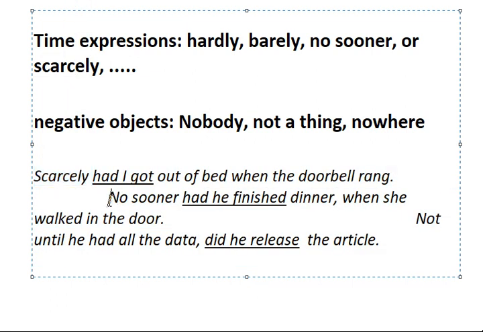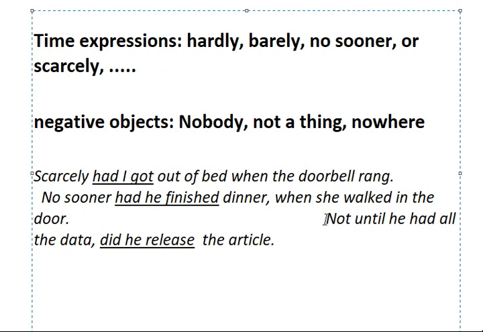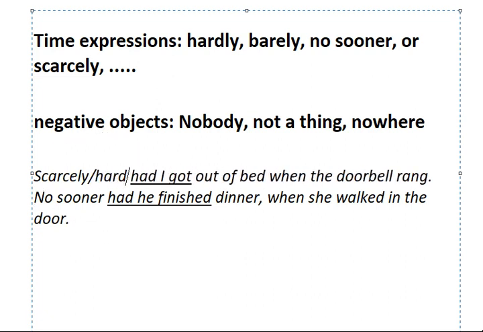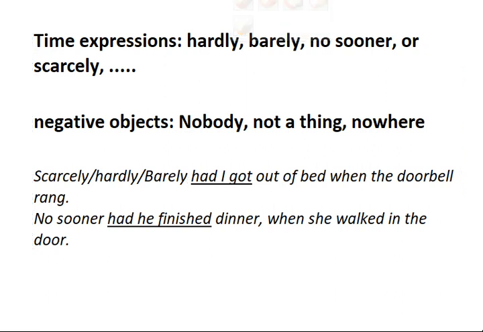Now, scarcely and no sooner, as I said, are synonyms, okay? I'm not going to use the not until because that has a special grammar. I need you to understand that when we use scarcely and no sooner and hardly, or barely, you will see that the inversion, if we're talking about a past action, which I'm going to write in red, is actually had, and the subject, and now we've got the verb. And we use past perfect in the first part of the sentence.